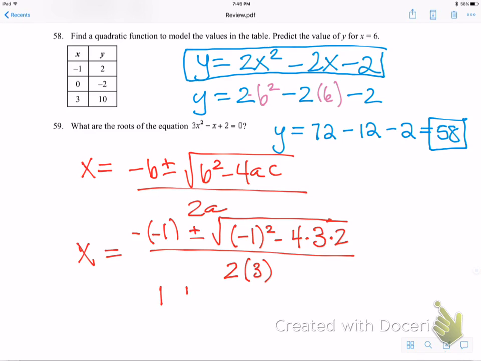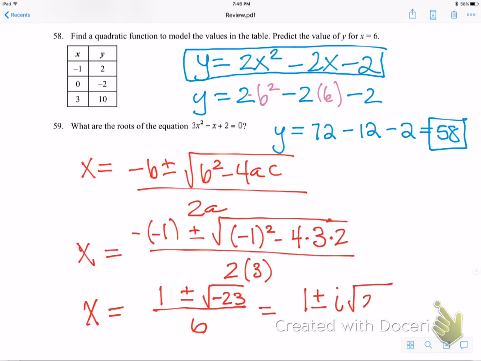Now, as you guys know, we can't take square roots of negative numbers to get real answers. So what we're going to get here is an imaginary answer or solution that involves an i. When I take the square root of negative 1, I get i. So I'm going to do 1 plus or minus i times the square root of 23, divided by 6. And that is our final answer for the review packet.